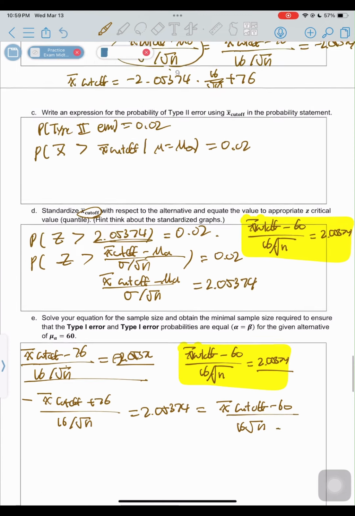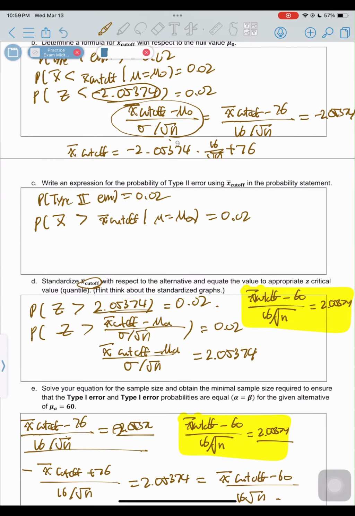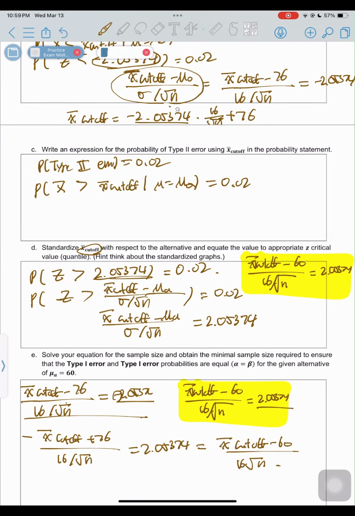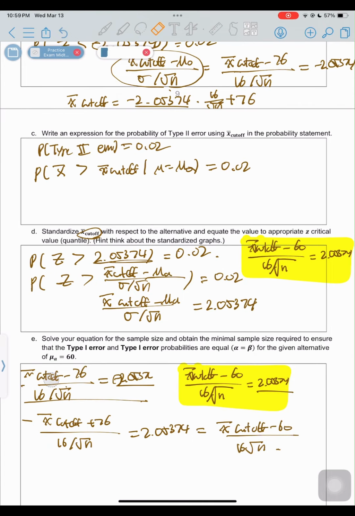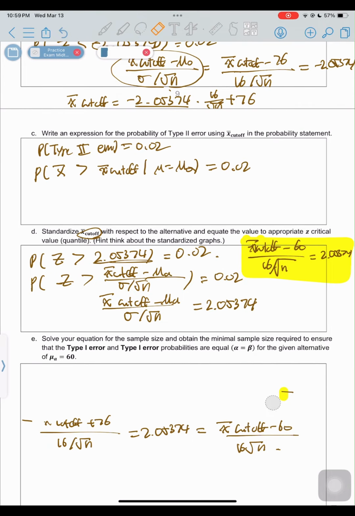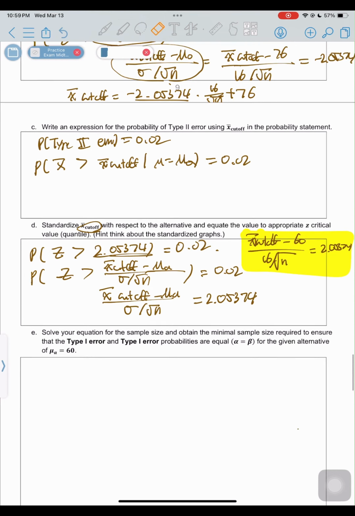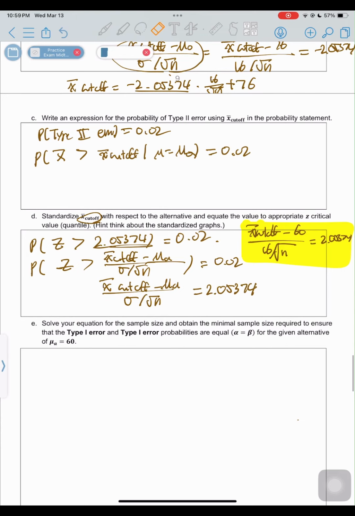So we're given that x cutoff is negative 2.05374 times 16 over square root of n plus 76, right? Then if we just subtract that by 60 and then divide it by the 16 square root of n. I see. Yeah, I was just going down a wrong rabbit hole. Okay, cool. I was just thinking something different somehow.